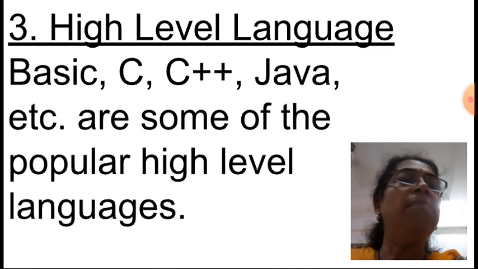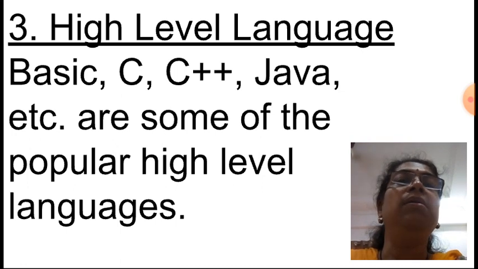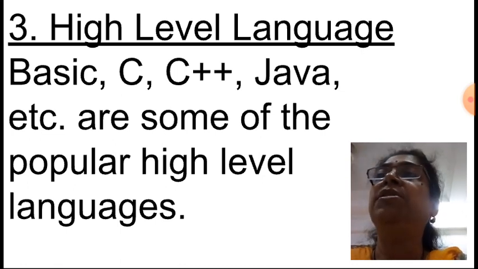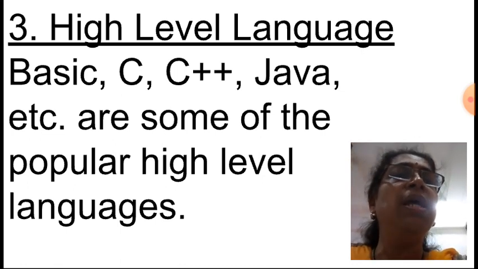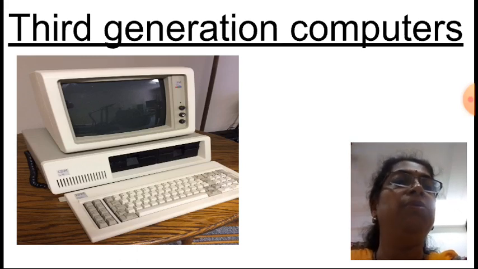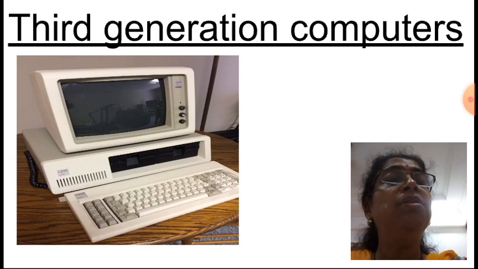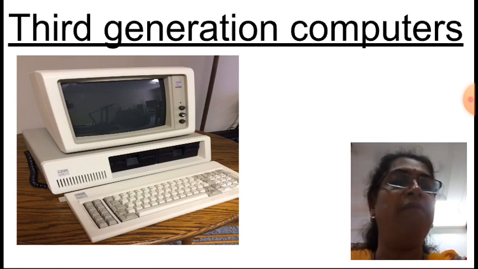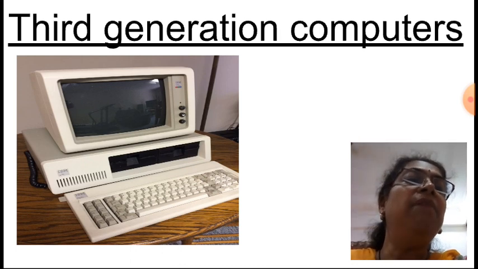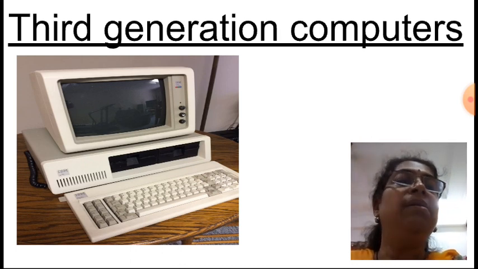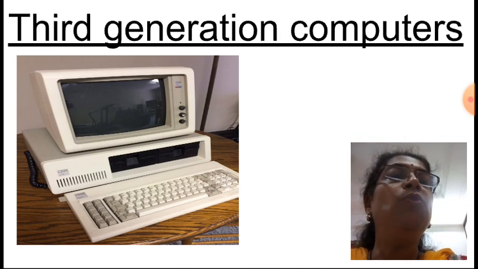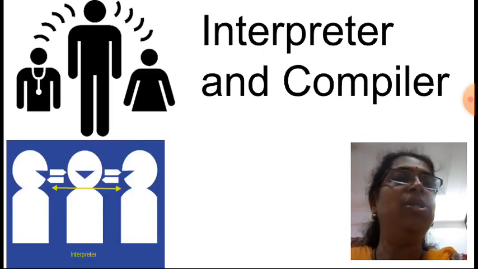So some people developed such languages. Some popular high level languages are Basic, C, C++, Java, etc. High level languages were used in the third generation computers. After that we are going to learn the fourth generation, but those are more advanced languages. Whenever a program is written in a high level language, it is more similar to the English language.